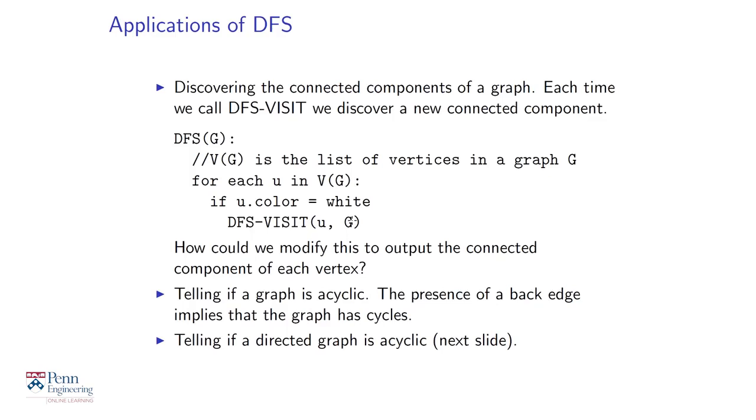So anytime there's a back edge, we basically know that the graph has a cycle. So all we have to do to discover if the graph is cyclic is, when we are doing DFS at a gray vertex, if we ever encounter an edge to another gray vertex, we can conclude that the graph has a cycle. And that's a correct test.